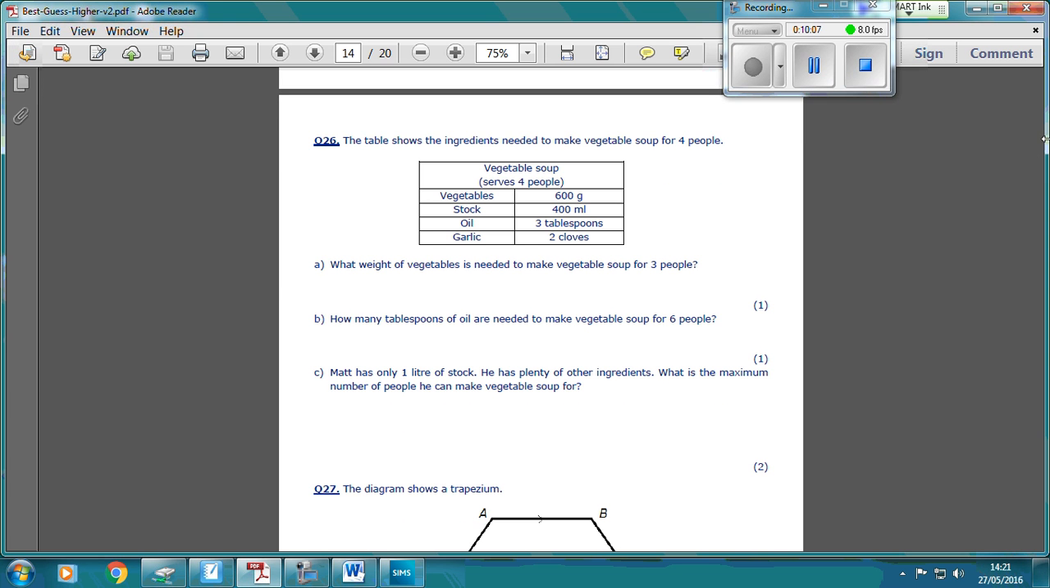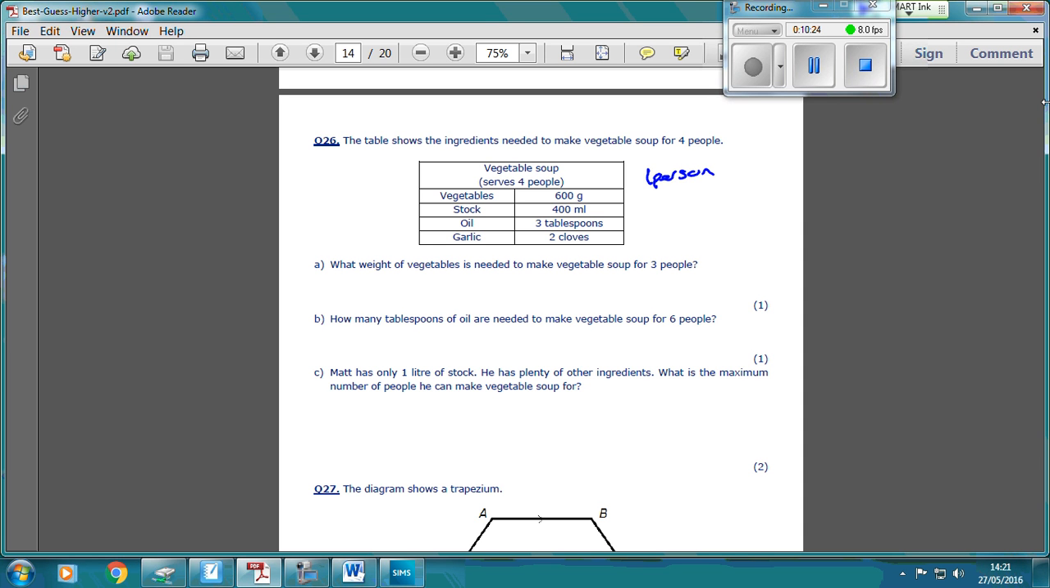Okay, so weight and proportions. What weight of vegetables is needed to make vegetable soup for 3 people? Now this recipe makes it for 4 people. So if I know that 4 people serves this, let's do a quick recipe for 1 person.